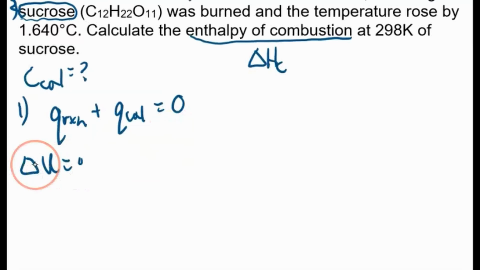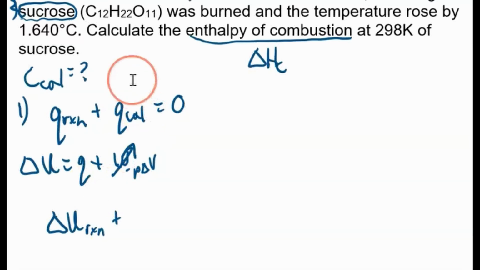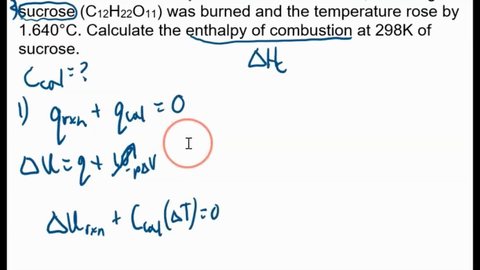This is the first law of a closed system. Change in internal energy equals the energy transferred as heat plus the work. Since volume is constant, there's no work being done. Negative P delta V, right? Delta V is 0, so there's no work. So the heat of the reaction is equal to the change in internal energy of the reaction, and the heat transfer to the calorimeter is equal to its heat capacity times the change in the temperature, equals 0.